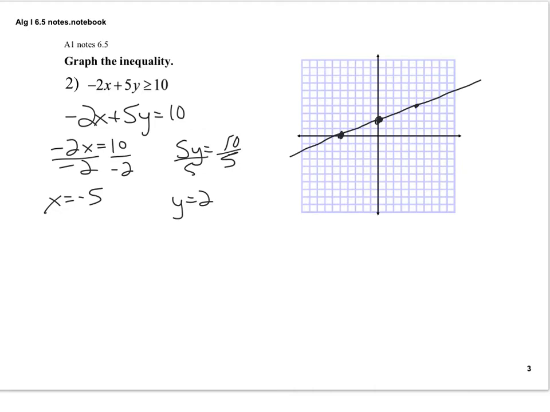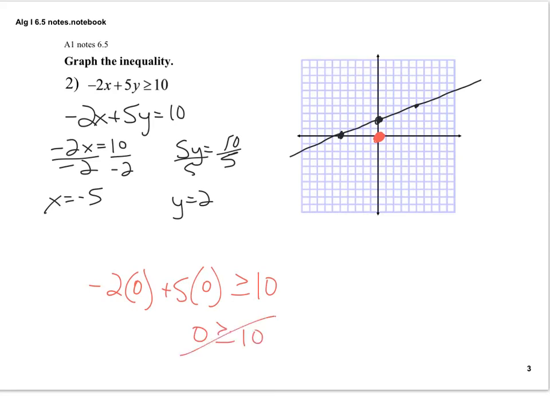So what you could do is you could give yourself a test point and see if it makes that statement true. I'm going to pick a test point of 0, 0 whenever I can. It's just going to make my life easier. Okay? When I make x and y equal to 0, I have negative 2 times 0 and 5 times 0. So let's just go ahead and write this in. I would say negative 2 times 0 plus 5 times 0 greater than or equal to 10. Well, that's just going to be 0 is greater than or equal to 10.